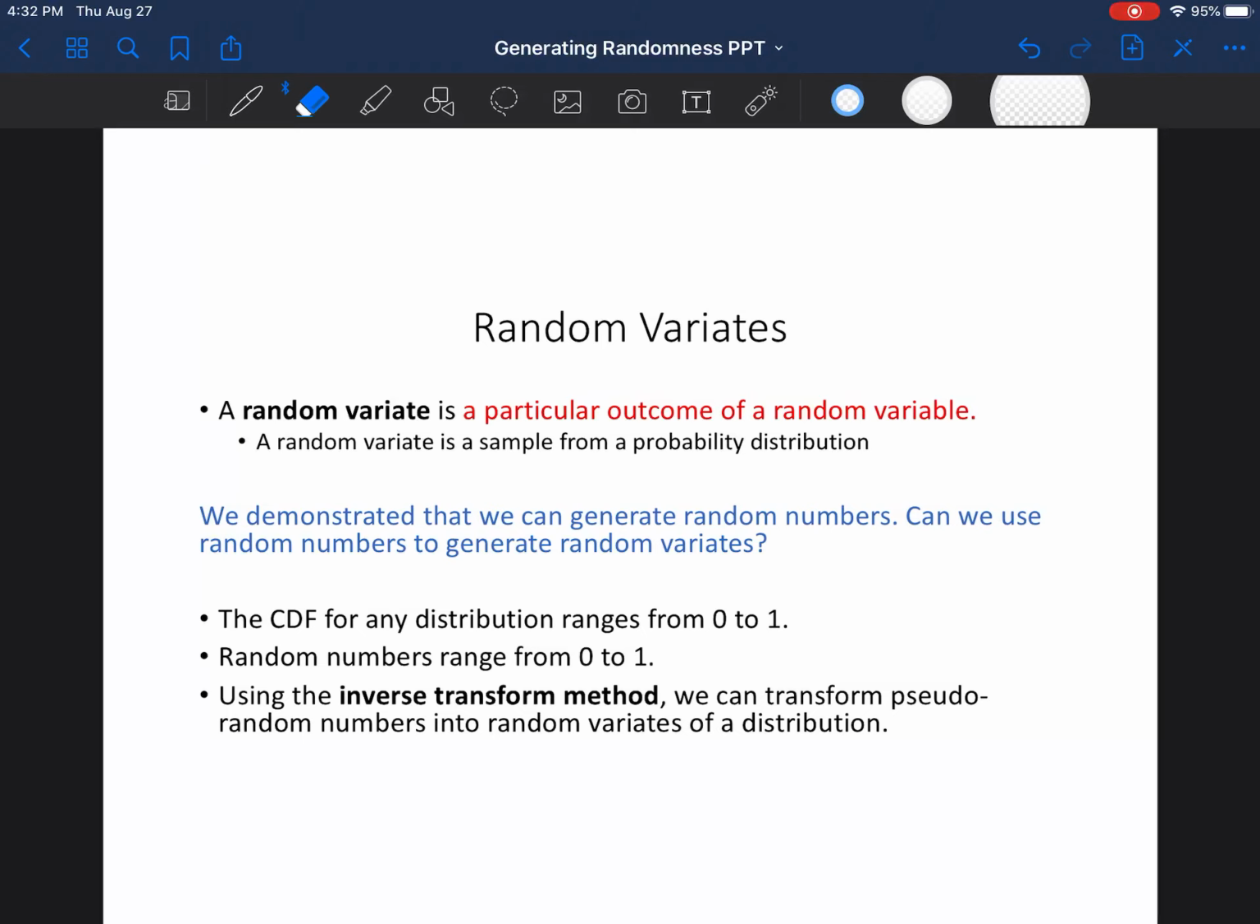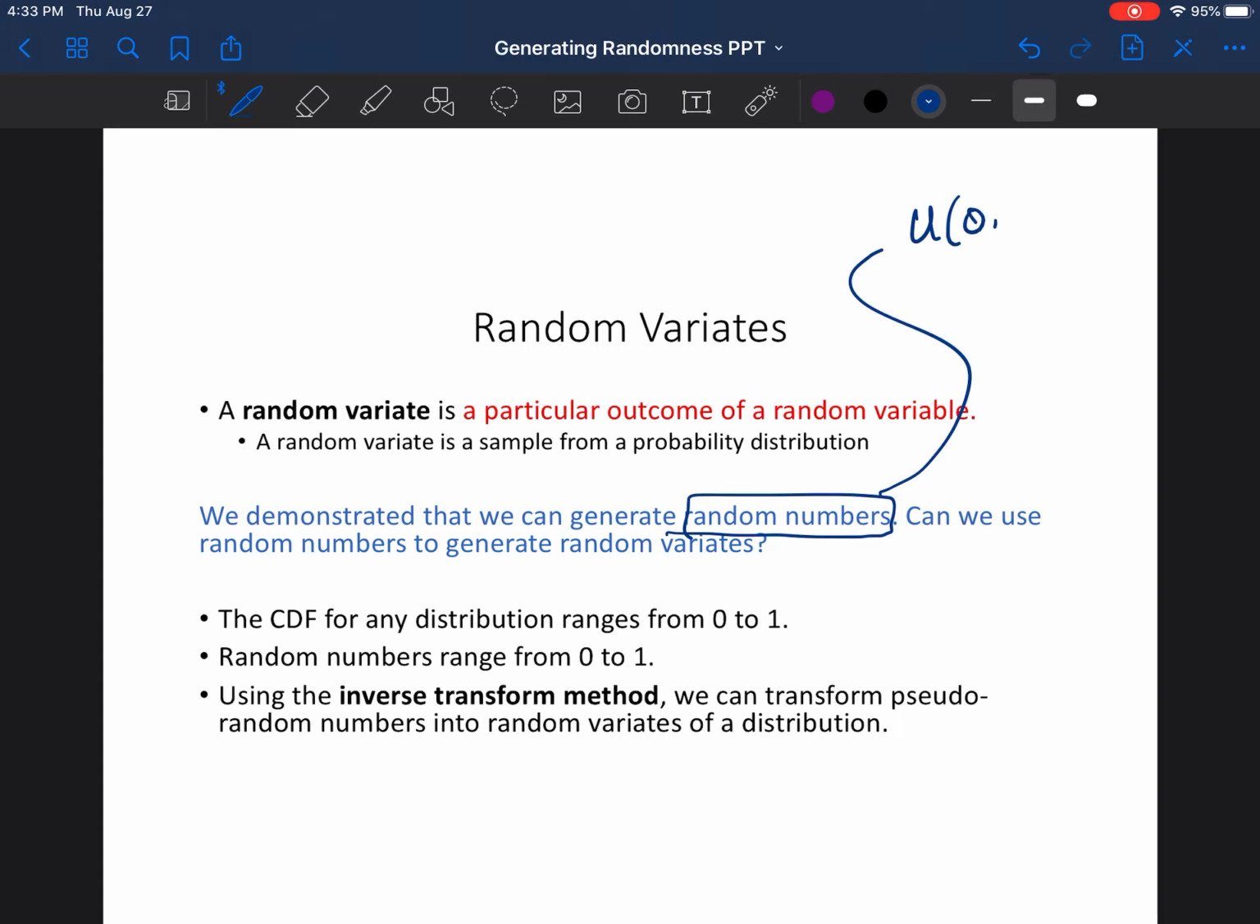Welcome to lecture 4, part 3. What we've done so far is we've shown how to generate, in this pseudo sense, random numbers. Remember, random numbers here, these are uniform 0, 1 variables. That's our definition in simulation.